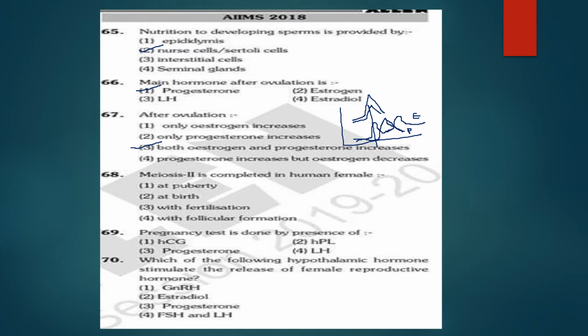And now coming to the 68th question. Meiosis 2 is completed in the human female only after fertilization. Okay, because the cell cycle is being arrested in metaphase 2. When the sperm head touches the membrane, then this ovum initiates a complete meiosis 2 by promoting anaphase promoting factors. They produce the complete secondary oocyte and the second polar body. So this happens only after fertilization, on entry of the sperm.